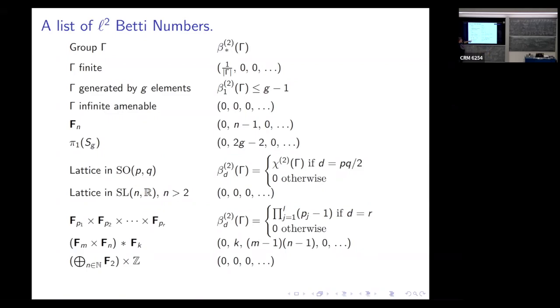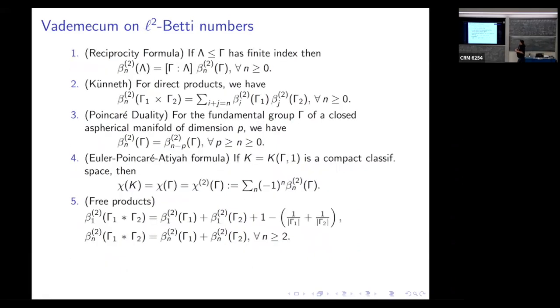And if you take a free product, then, I will show you, in fact, it was the first slide. Anyway, in this case, the L2 Betti numbers are zero, then a minus one plus one, and so on, we will see it. So a in this place, and then zero everywhere. So you can arrange with free products, direct products, and so on, you can produce your own L2 Betti numbers. So here you have the finite formula. So once you know the L2 Betti numbers for some groups, you can produce new L2 Betti numbers.